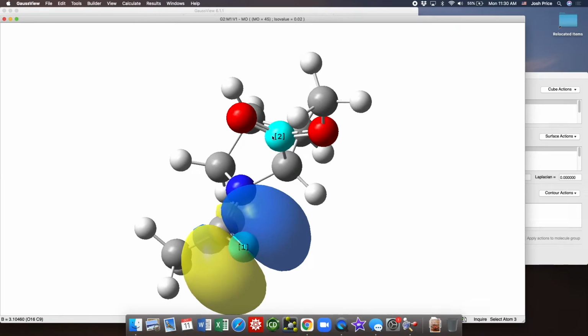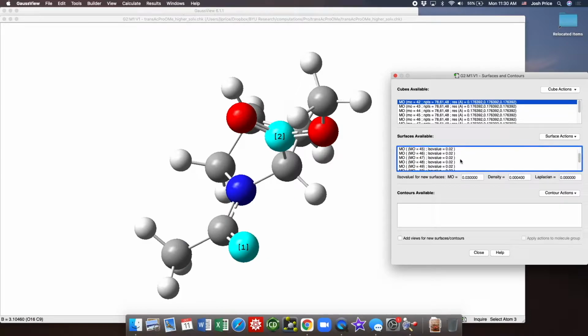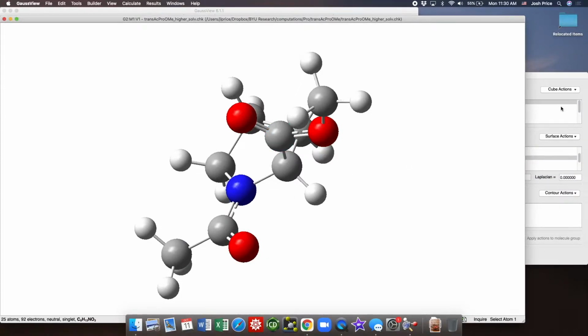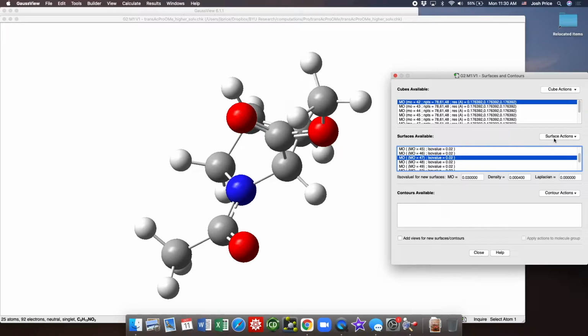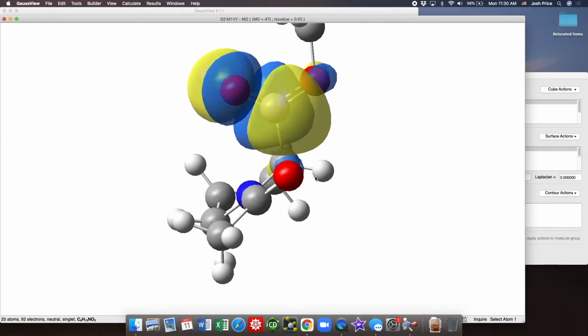I don't know why I'm trying to point simultaneously with my pointer and the arrow. That's kind of distracting. So now I'm going to turn off the lone pair, and then I'll show you the pi star associated with that carbonyl carbon. All right, there it is.